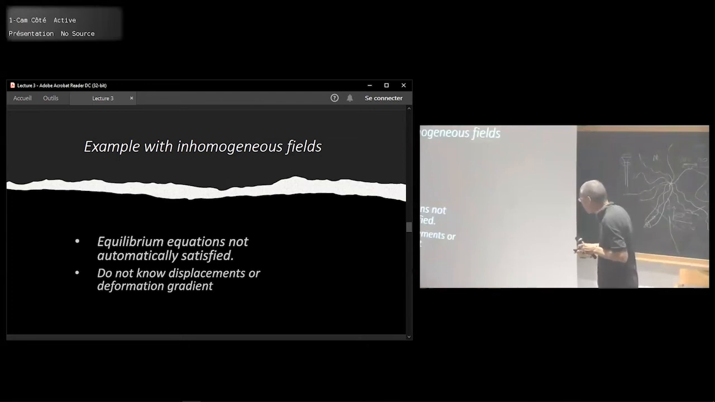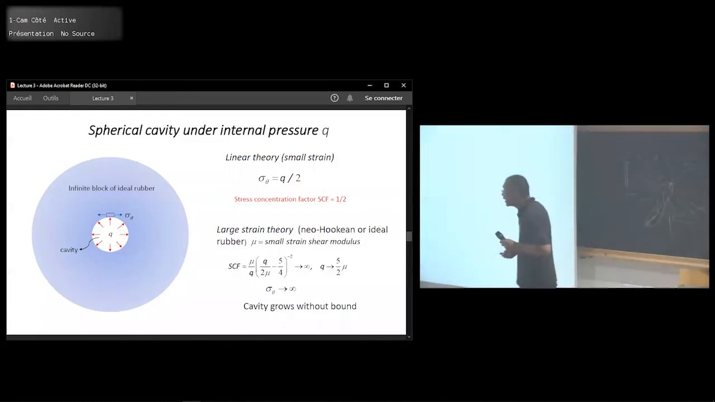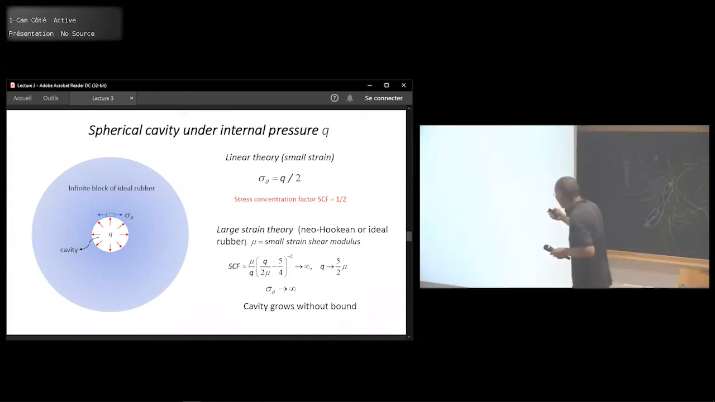So the famous problem here is a spherical cavity under internal pressure, Q. I use Q because I don't want to be confused with P, which is the Lagrange multiplier. This is a famous problem, of course not done by me. I make a little twist to it, but I'll let you know later. So here, I have an infinite block of ideal rubber, and inside there is a spherical hole.